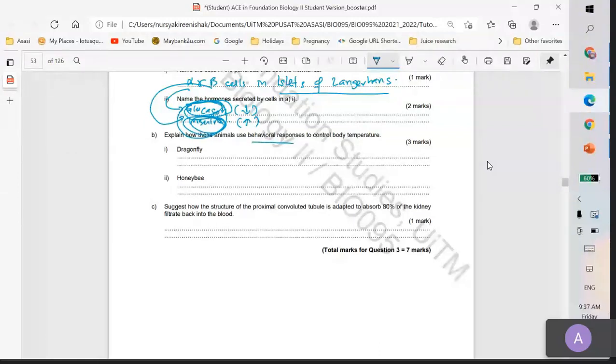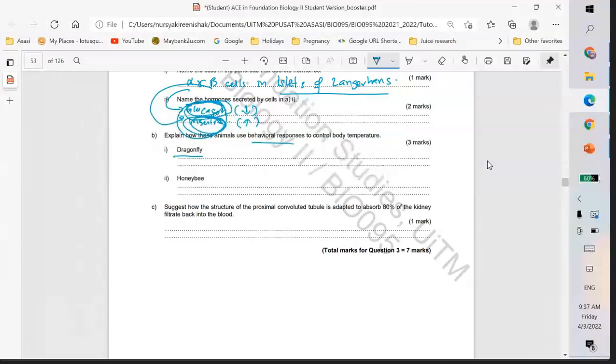So for dragonfly, Najwa. Yes, madam. Dragonfly have an oblique posture to minimize the amount of body surface exposed to the sun. Okay, correct. So they have an oblique posture to reduce the body surface area exposed to the sun. So less heat will be absorbed by the dragonfly when it is exposed to sun radiation.